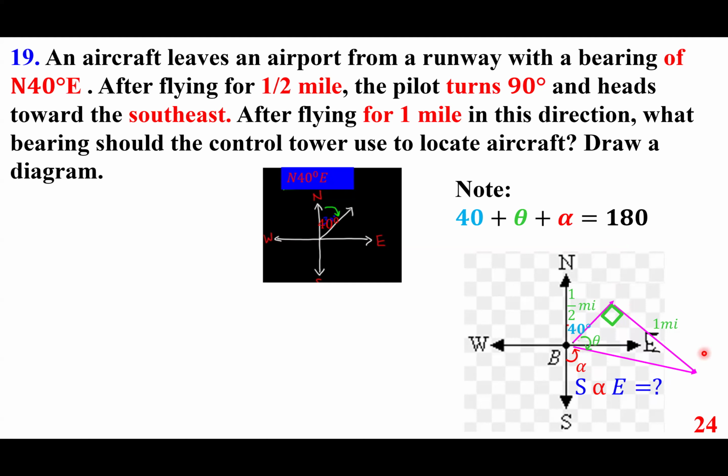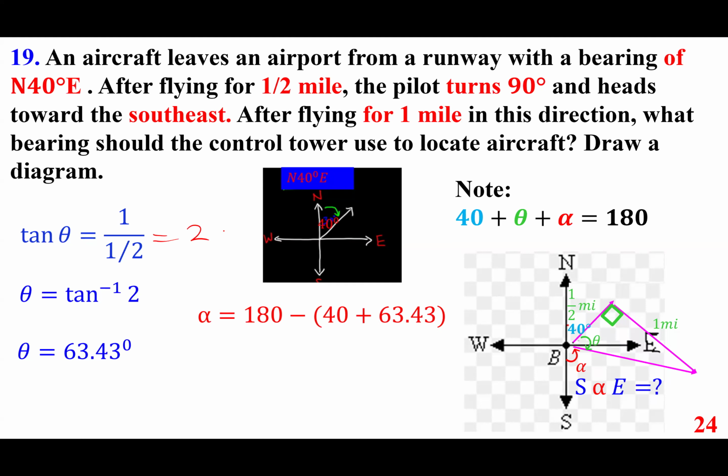Tan of theta is the opposite, 1 mile, over the adjacent, half a mile, which makes it 2. And theta is tan inverse of 2. Using a calculator, 63.43 degrees. And alpha is 180 minus the sum of 40 and 63.43, resulting in 76.57. And the answer is south, 76.57 degrees east.